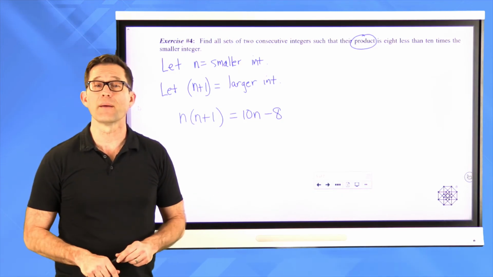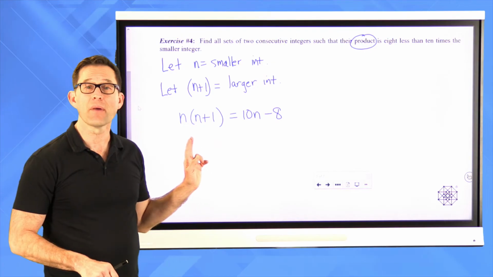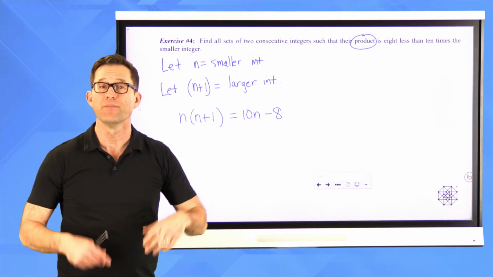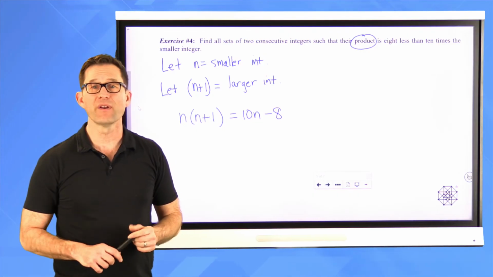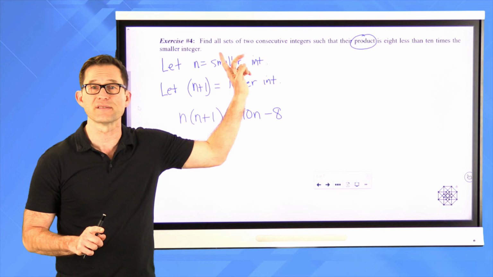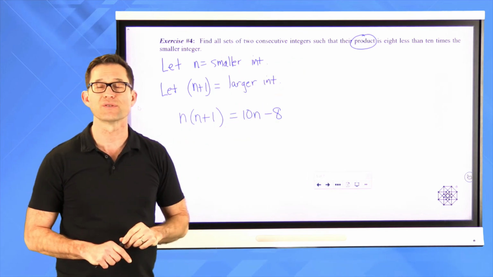All right, it's now time to solve this. You want to begin by multiplying first through on that left-hand side by n, and then proceeding from there. Pause the video now and see if you can find all sets. There's going to be two different sets of two consecutive integers that make this true.